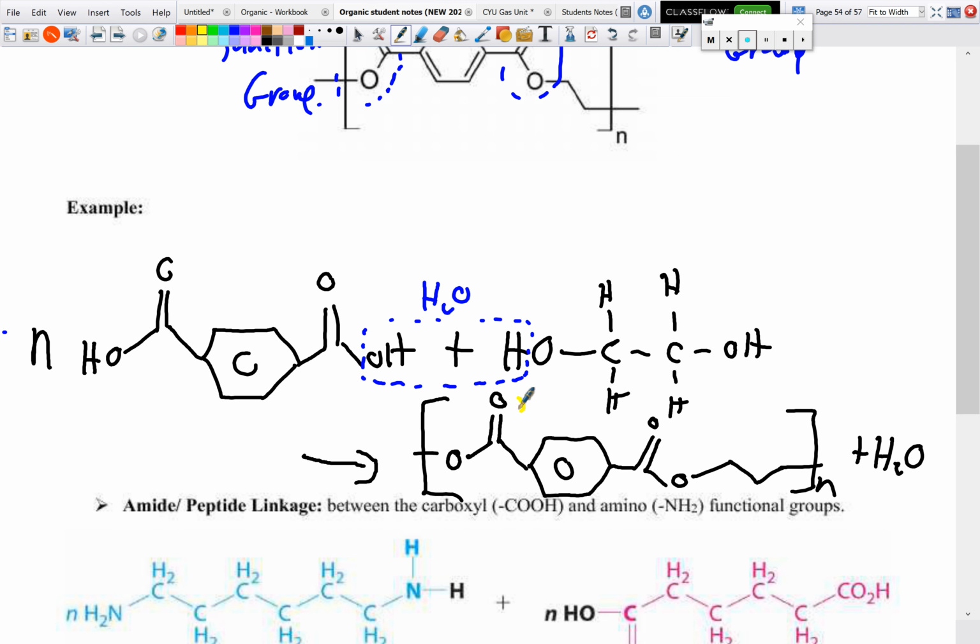And of course we know that this is going to form an ester right here, right? And of course we even have another ester linkage in here. So we can tell that this is coming from a condensation one.